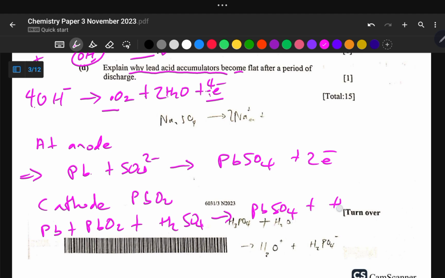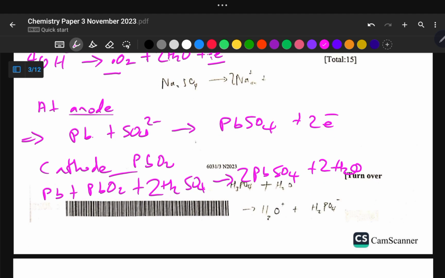sulfate plus water, right? So to balance this equation, we are going to have a 2 here and a 2 here, and also a 2 for water. So this equation is now balanced. This is the equation for the cathode, and this one is for the anode. As you can see, during this process there is formation of lead(II) sulfate by both the anode and the cathode reaction. They are both producing lead(II) sulfate.